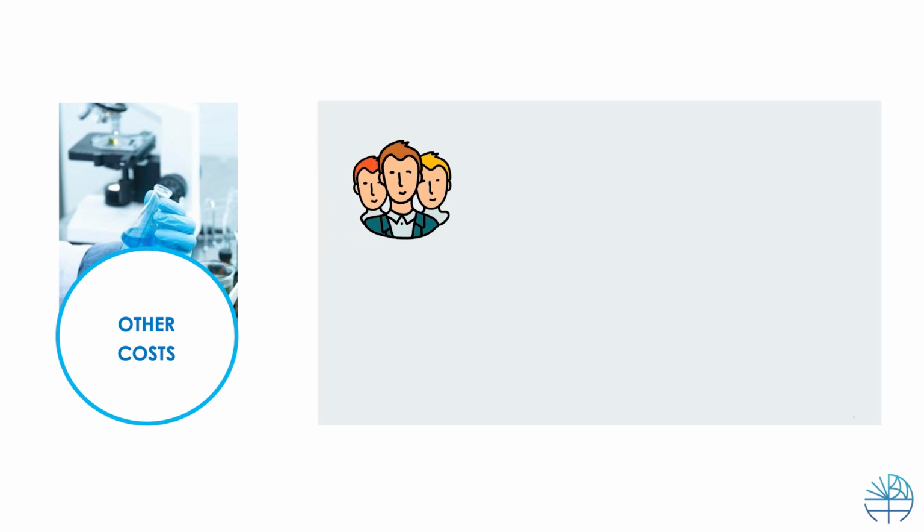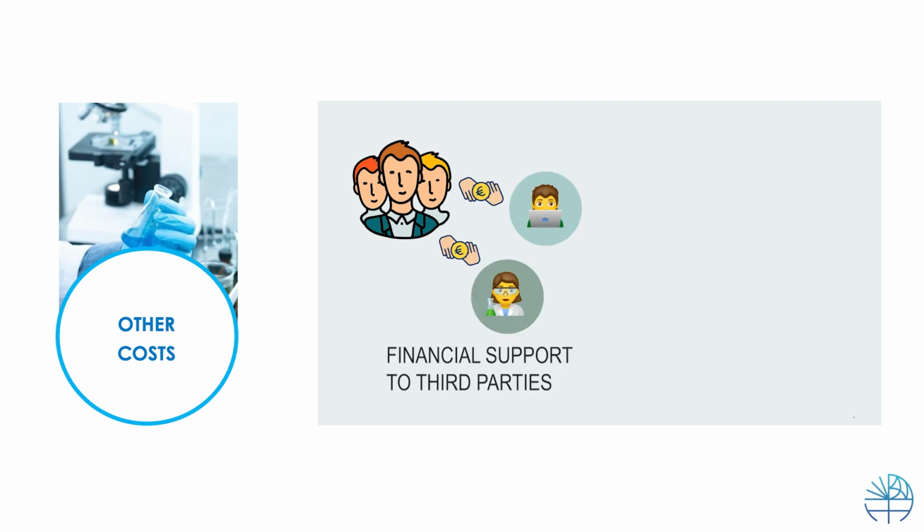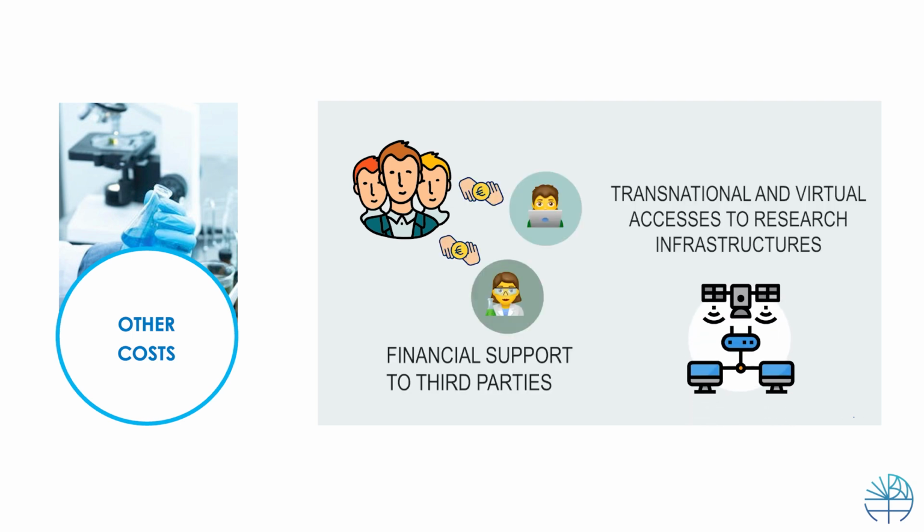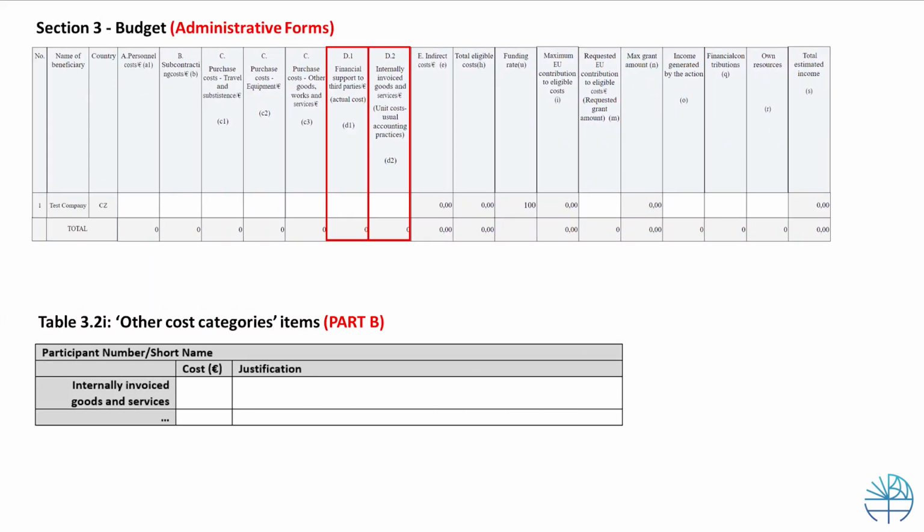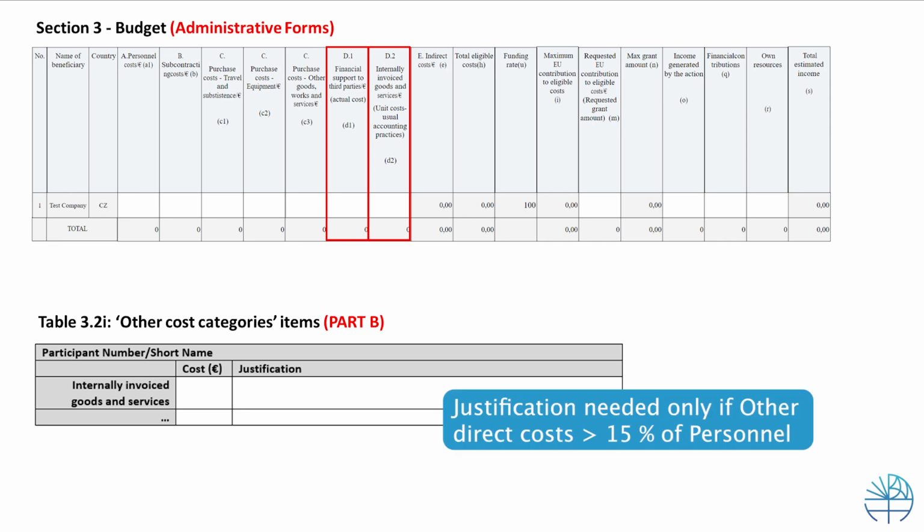Some calls allow the use of specific cost categories, such as financial support to third parties and transnational and virtual access to research infrastructures. The costs for other direct costs are quantified in the budget table. A written justification should be provided in the table in Part B of the project proposal.